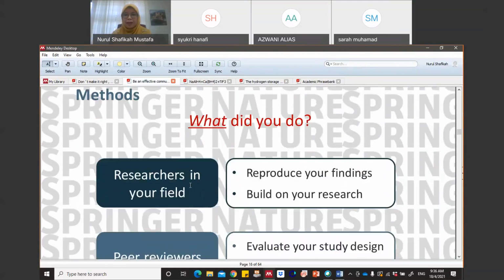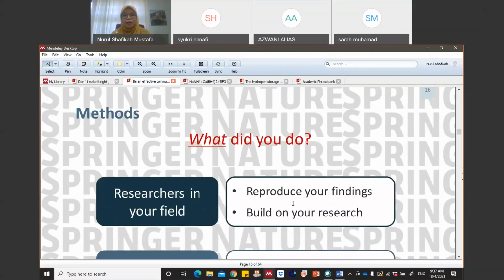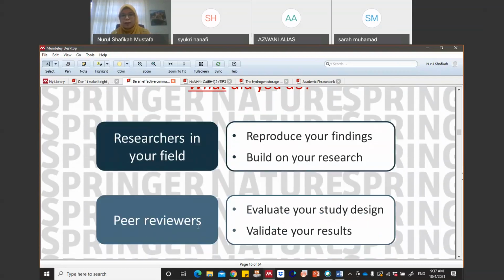Dalam methods pula, bila you dah ada aim in your research tu, what did you do? In your methods, you kena explain lah. What is the method that you do? What did you do? Researchers in your field, adakah you punya method tu can be reproduced, your finding, build on your research. And then peer review akan evaluate your study design, validate your research.